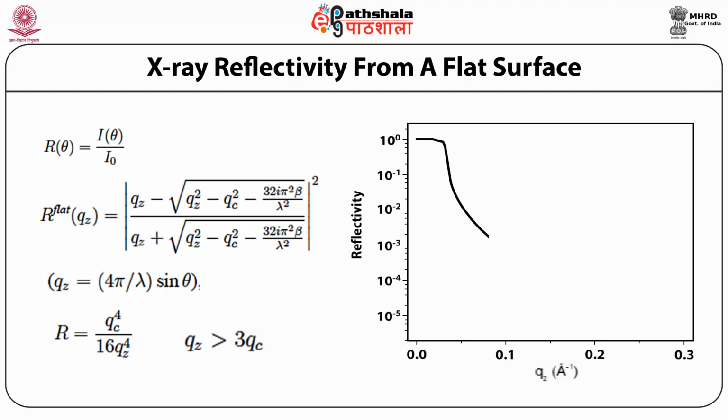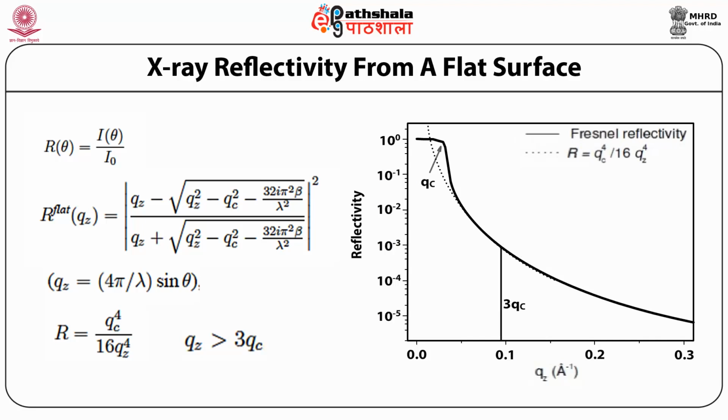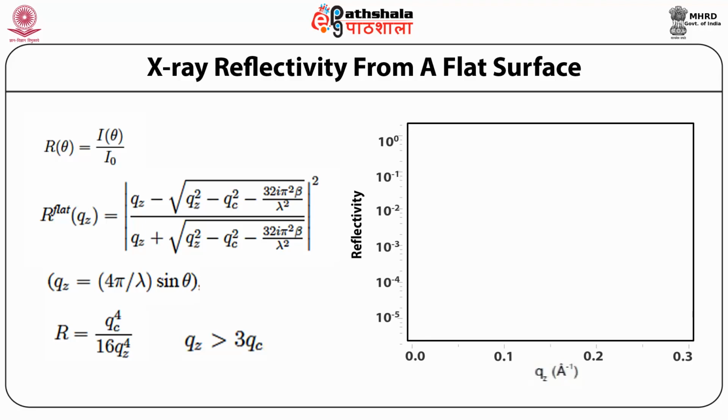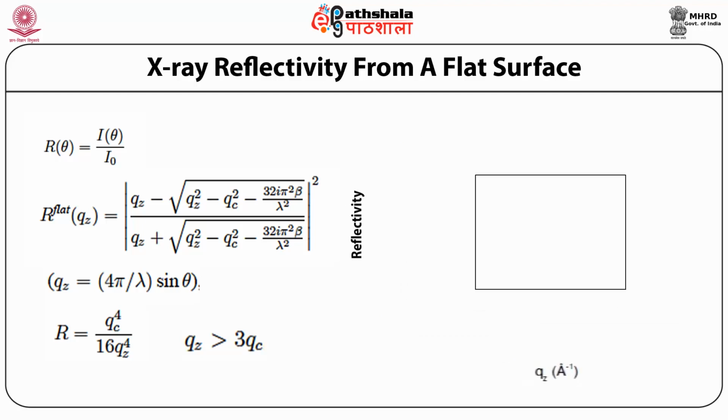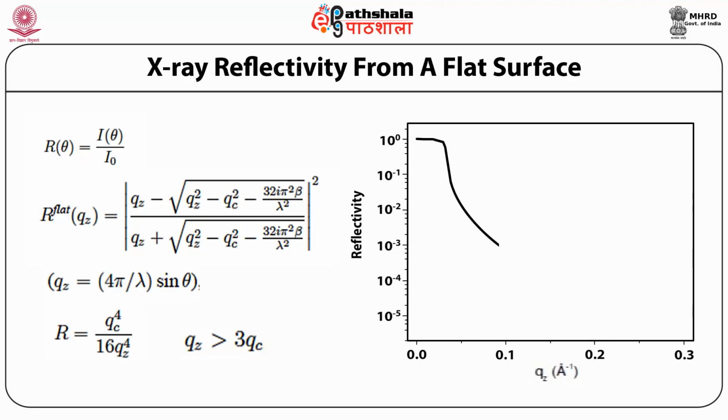And we find that for larger values of QZ, this reflectivity falls as QZ raised to the power 4. And if you see this picture, QC is represented here by the arrow. So initially this reflectivity is flat and then it falls down. So this flat region represents the total external reflection. After that, the X-rays begin to penetrate into the sample, and that is how we get the reflectivity of a flat surface.